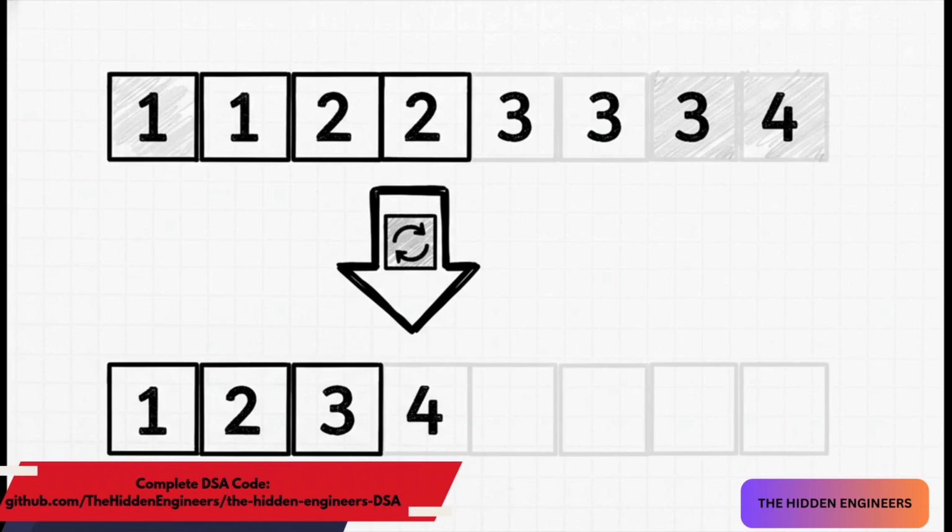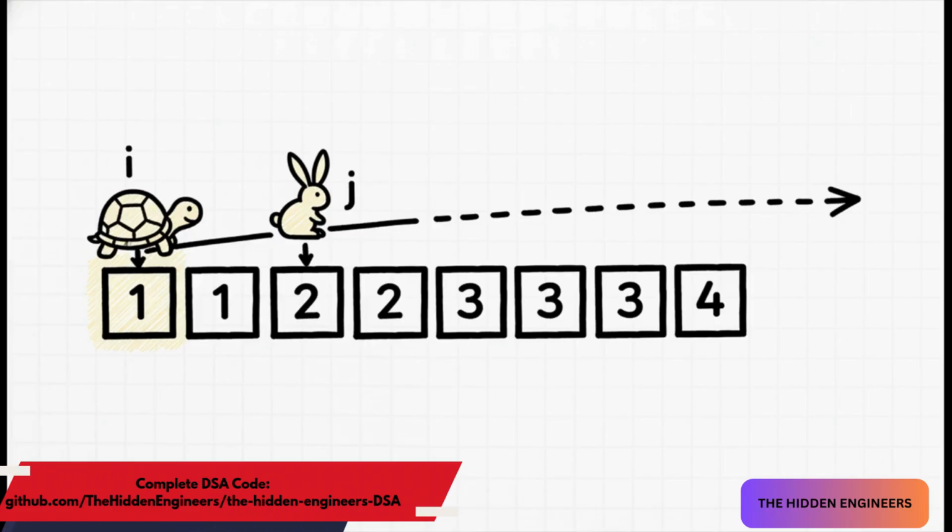And that in-place part is crucial. It means we can't just make a new, clean array. We have to do it right there in the original one. So how do we pull this off? Well, with another version of two pointers. This one is often called the slow and fast pointer approach, or sometimes the tortoise and the hare.